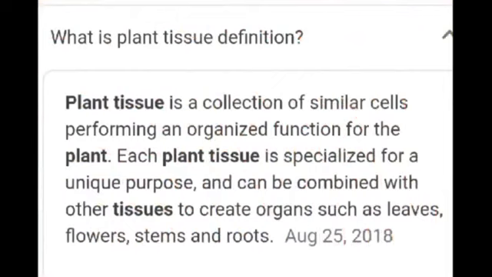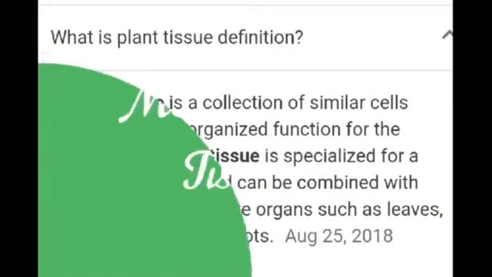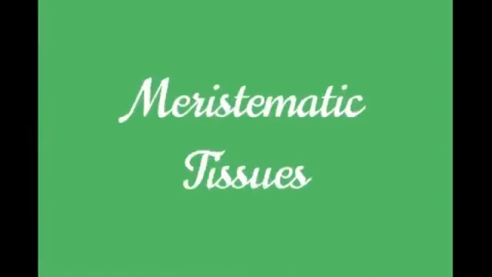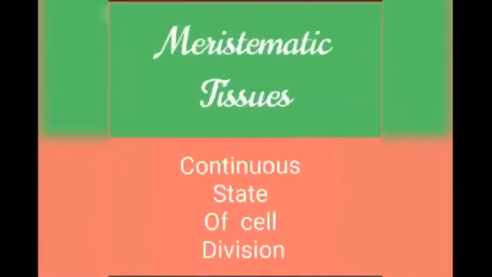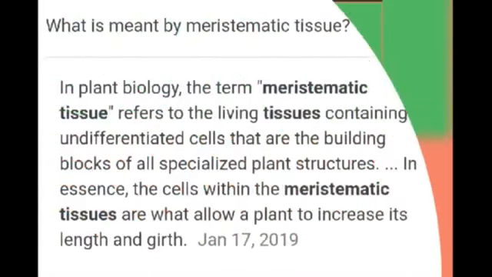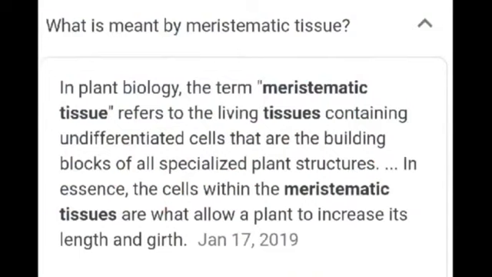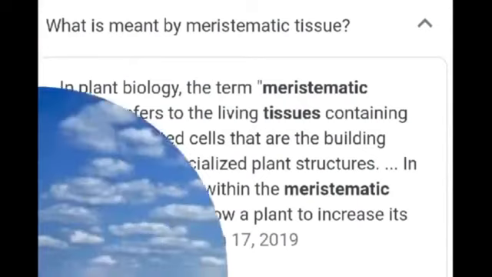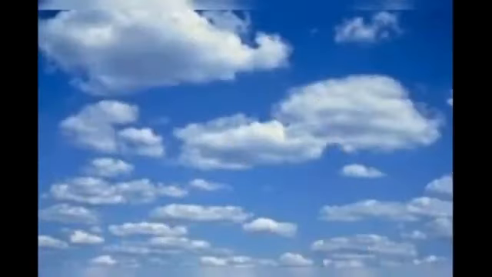What is plant tissue? It is a collection of similar cells performing an organized function for the plant. This plant tissue is divided basically into meristematic tissues and permanent tissue. Meristematic tissues are in a continuous state of cell division. As a result, they are living tissues containing undifferentiated cells that are the building blocks of all specialized plant structures. They keep on dividing again and again.